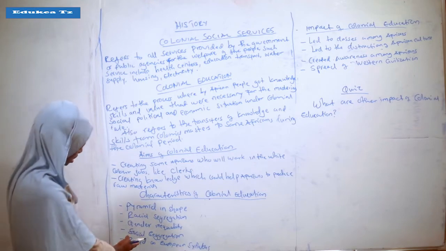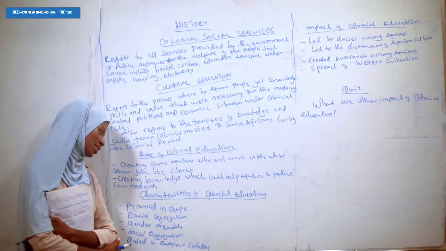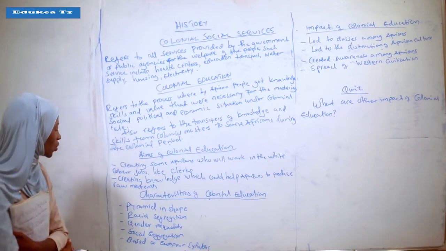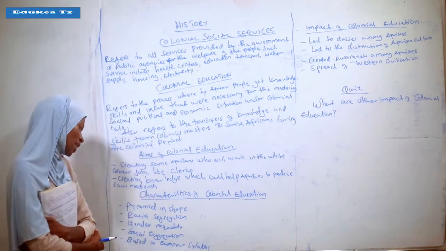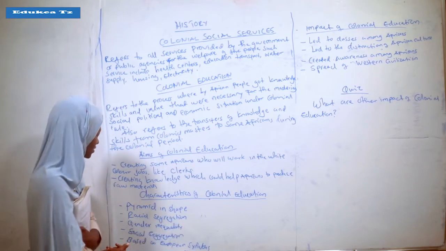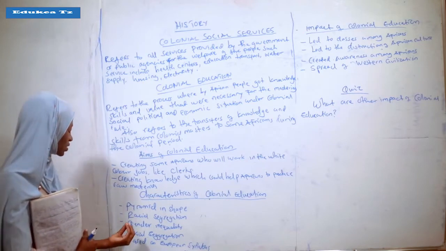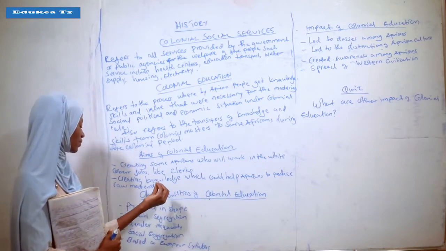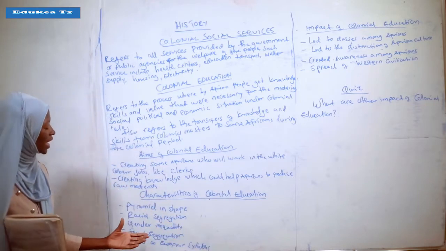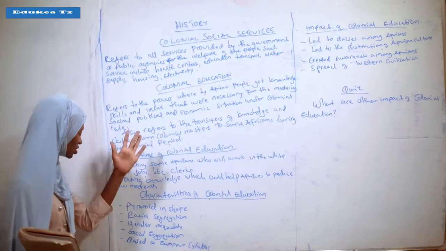Another, colonial education was characterized by social segregation. Not all Africans were allowed to receive colonial education. Only chiefs' sons and daughters, children of local rulers like chiefs and kingsmen, were allowed to get colonial education and not other children.